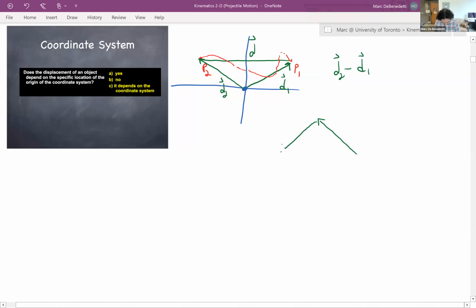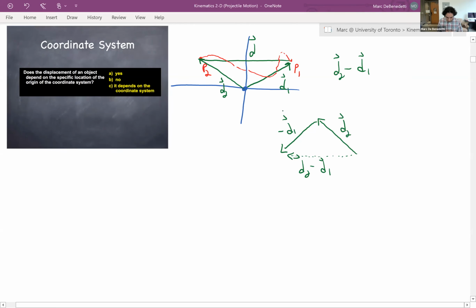We're going to go this way. So this is going to be d2 minus d1. So this is going to be d2. This is going to be negative d1. So there's your vector drawing, tip to tail.